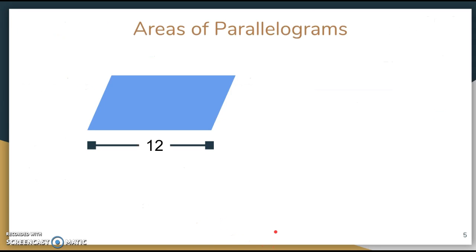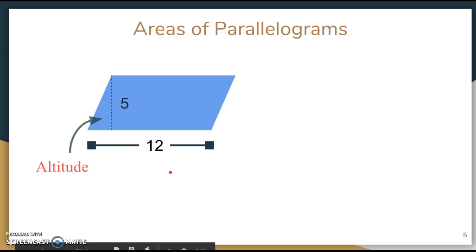Next up, parallelograms. Parallelograms are similar to rectangles, except they're sort of tipped to their side. They're slanted a little bit. So how do we figure out the area of this parallelogram? First of all, we have to draw what's called an altitude. An altitude is a perpendicular line to the base. So here we have the base. Here we have a line that's going straight up and measuring the height of this.